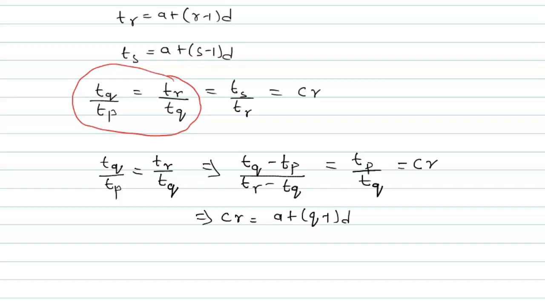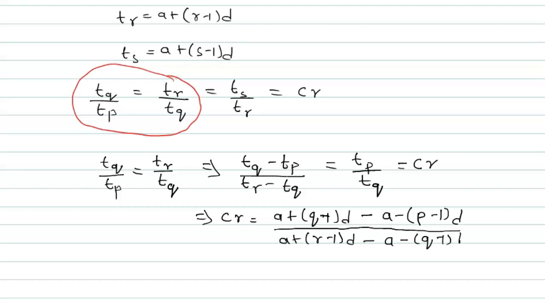now TQ is A plus Q minus 1 into D, and TP is A plus P minus 1 into D. So putting that, we will get A plus Q minus 1 into D minus A minus P minus 1 into D. Similarly, in the denominator, we will get A plus R minus 1 into D minus A minus Q minus 1 into D. Upon solving this, we will get Q minus P upon R minus Q. So this is our common ratio when we use the first two ratios here.